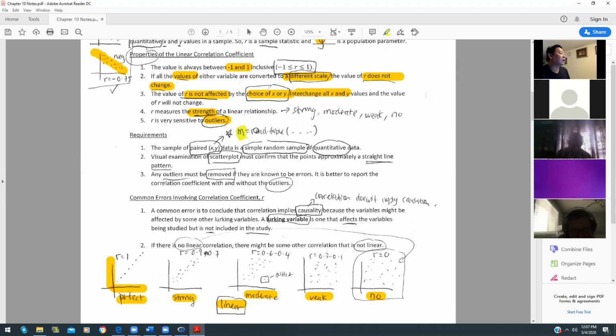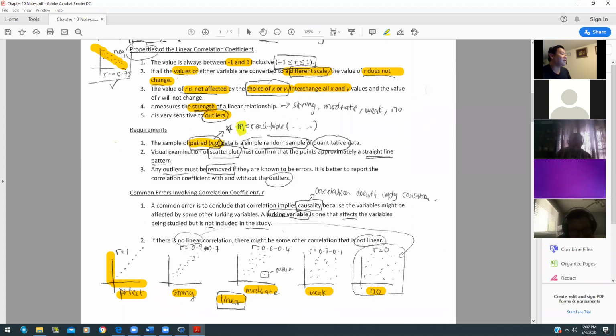Okay. The requirement is paired data. Paired data means it comes from one person, but you give me two data. For example, if I want to collect from you based on your height and your weight, that's called paired data. One of you will have to give me two data, a pair we call it. One is your height, one is your weight. It has to be a simple random sample and it has to be quantitative.